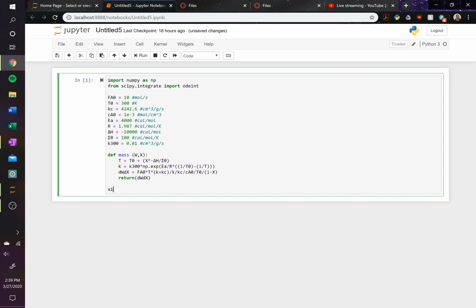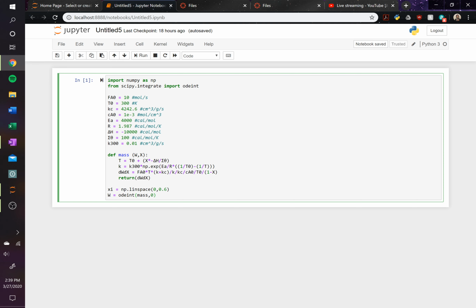And then we'll need a linspace for our conversions. So that goes from 0, and we want the answer to be at a conversion of 60%, so 0.6. And then W is just going to be equal to ODE int, my mass balance, my initial condition, which is a conversion of 0. That's the first thing it's going to solve for. With a conversion of 0, we don't need any catalyst whatsoever, so we'll set it to be 0, and then our linspace is xi.